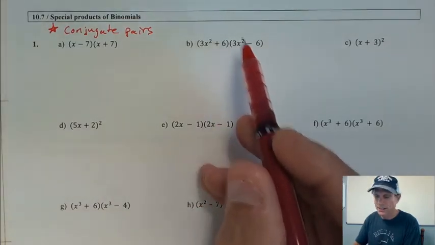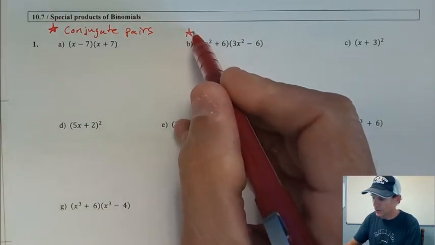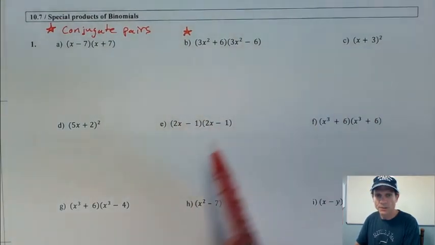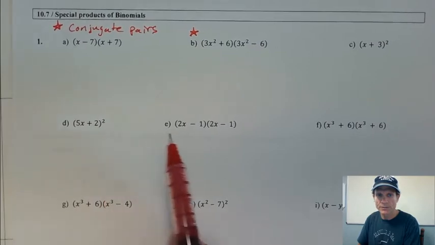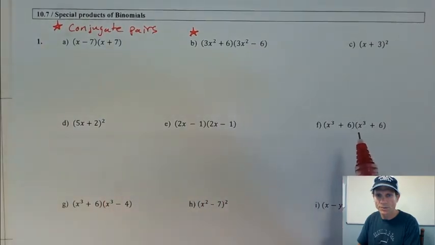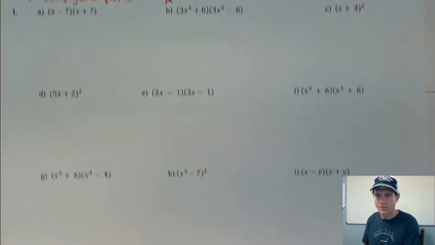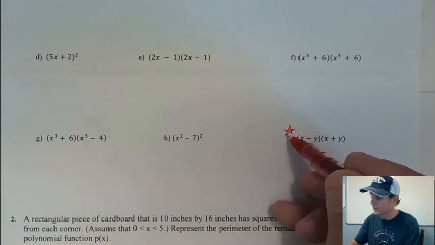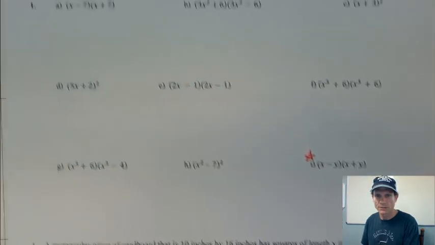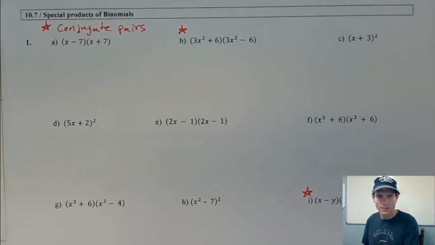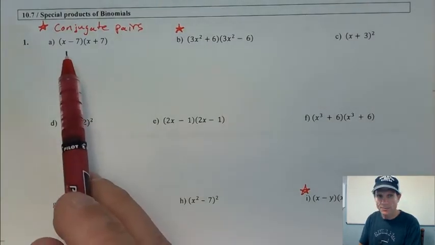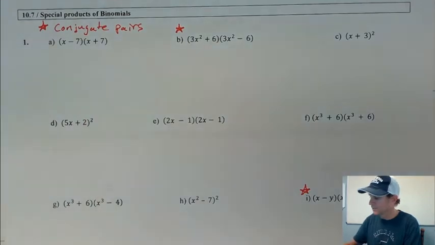Here, again, that would be conjugate pairs, so I'll put a star by it. This is not conjugate pairs, not conjugate pairs. Nope, because see the sign in the middle is the same. But when we come down to this one here, that is going to be conjugate pairs. Now we might not get through all these in this video, but let's try to tackle a few of these. So let's look at what happens when we do conjugate pairs here.